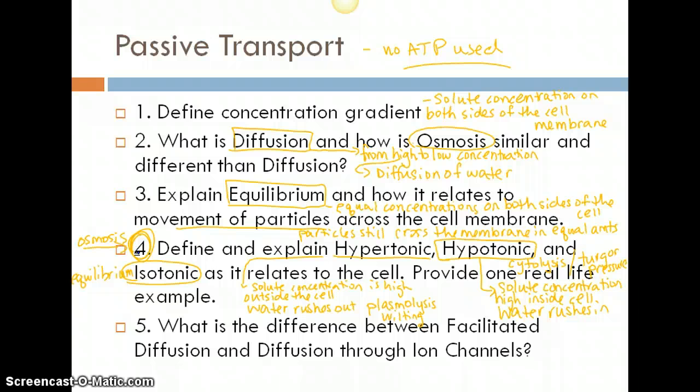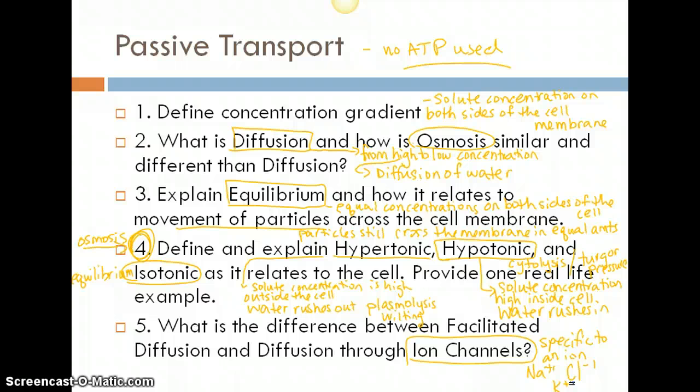What is the difference between facilitated diffusion and diffusion through ion channels? So ion channels, we'll start there. Ion channels are specific to an ion. An ion is just a charged atom. So some examples are Na plus 1, Cl minus 1, potassium plus 1. And so they're specific to one of those ions. They let things go through based on going from high to low concentrations, but they're specific to that particular ion.